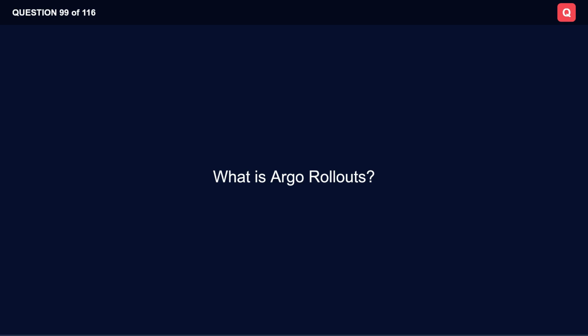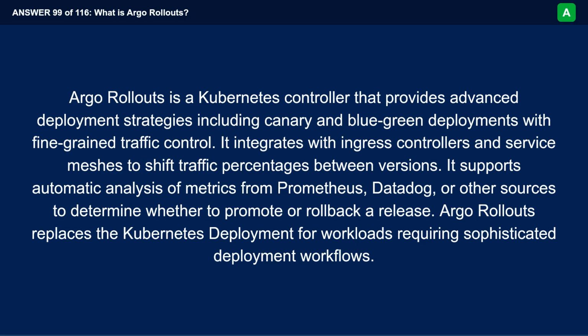What is Argo Rollouts? Argo Rollouts is a Kubernetes controller that provides advanced deployment strategies, including canary and blue-green deployments with fine-grained traffic control. It integrates with ingress controllers and service meshes to shift traffic percentages between versions. It supports automatic analysis of metrics from Prometheus, Datadog, or other sources to determine whether to promote or roll back a release. Argo Rollouts replaces the Kubernetes Deployment for workloads requiring sophisticated deployment workflows.